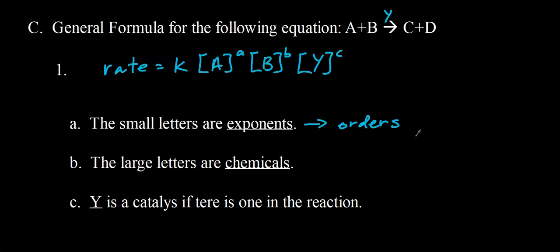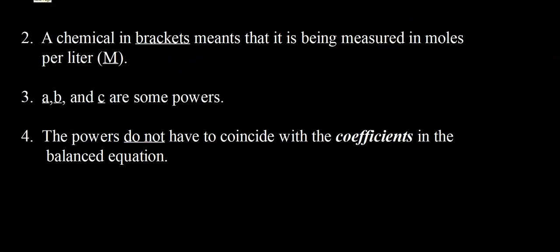So notice we have Y's concentration affecting the rate. Y is a catalyst. Moreover, it's a homogeneous catalyst. If its concentration affects rate, it must be a homogeneous catalyst. Anytime we put a chemical in brackets, that means concentration, concentration in moles per liter, or molarity.